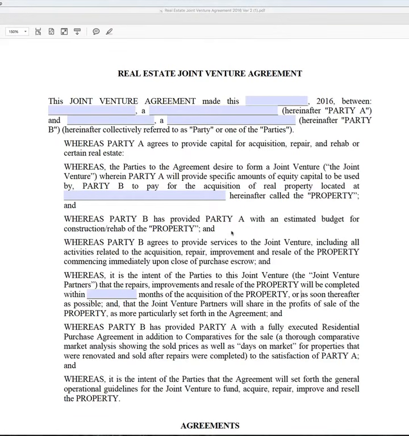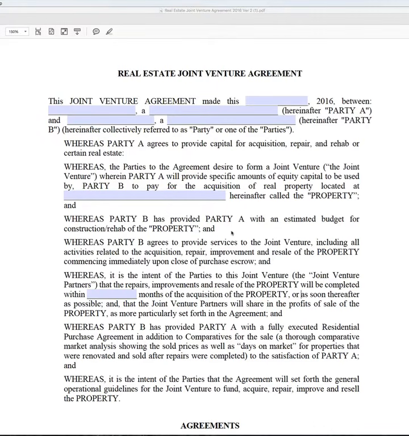Now, just keep in mind, with real estate joint ventures, this agreement is set up for two parties, Party A and Party B. Party A is going to be the person who is funding the deal. Party B is going to be the investor. So it's assumed with this joint venture agreement that Party A will be bringing money into the JV, and Party B, who is the investor, will be the one handling the project itself.